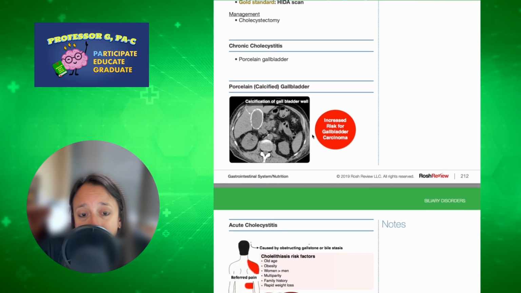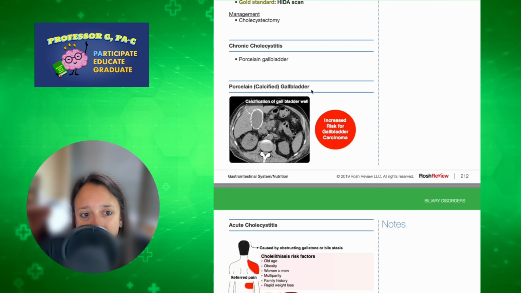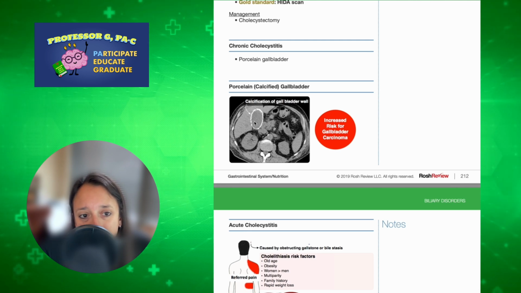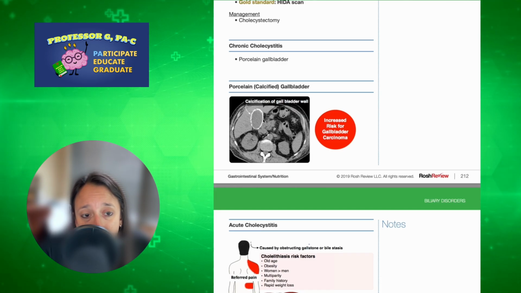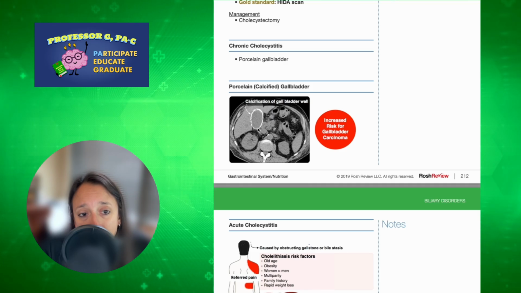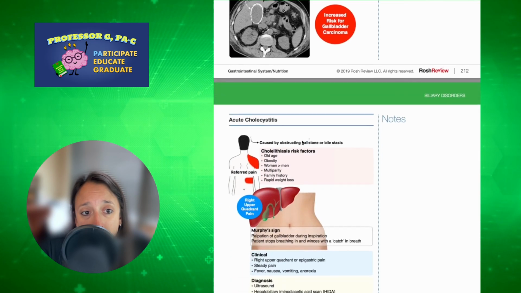So chronic cholecystitis, we don't see this very often, but the main thing we want to know for this is this calcification of the gallbladder wall. This is also known as a porcelain gallbladder. So it looks like porcelain glass, so it's all around the gallbladder. If we see a porcelain gallbladder, we should think gallbladder carcinoma. This is a much increased risk, and we need to go look for the cancer.